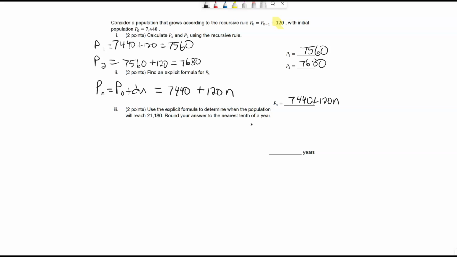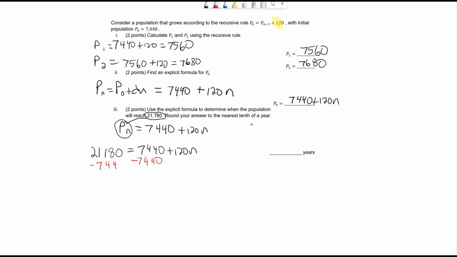We can also use this to find when do we reach 21,180. So let me write the numbers down, our explicit formula, and 21,180 replaces the P sub n. So now we do our arithmetic. Let's subtract this 7440 minus 7,440. I'll do a calculator for that. And we'll get 120n equals something.